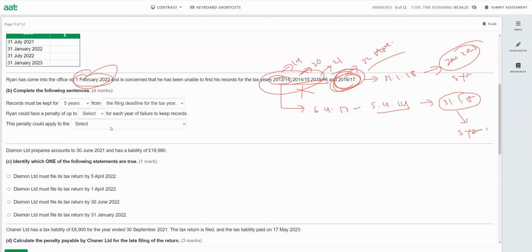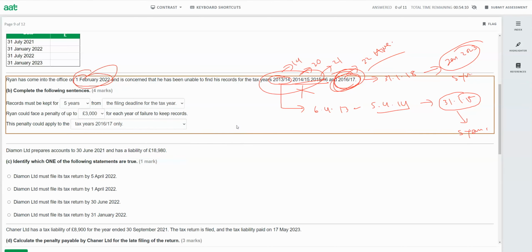Alright, the next one we have here: Ryan could face a penalty of up to £3,000. You have already seen this one in the reference material for each tax year. Yes, that's true. Which tax year could this penalty apply to? We know only the tax year 16-17, because this is the one we still have to keep. The other ones, 13-14, 14-15, 15-16, we are okay with.